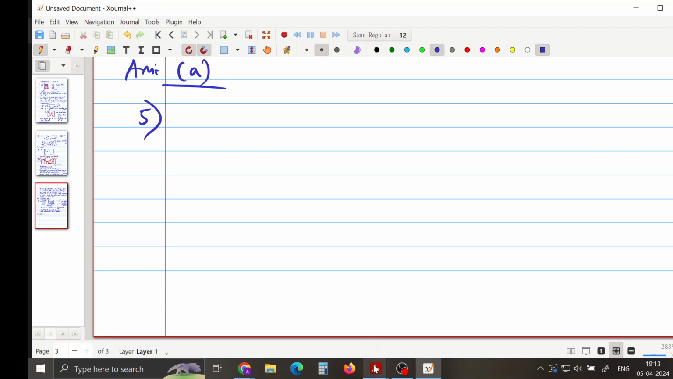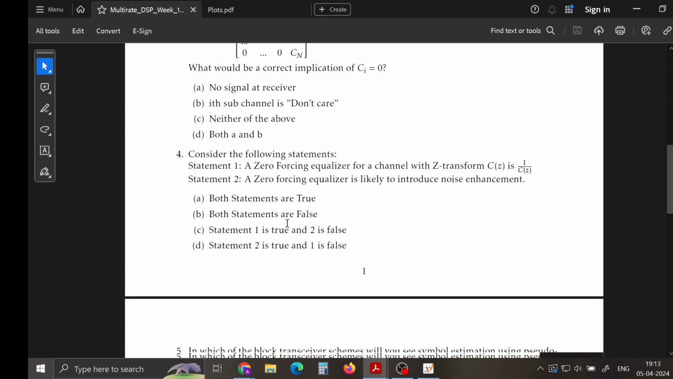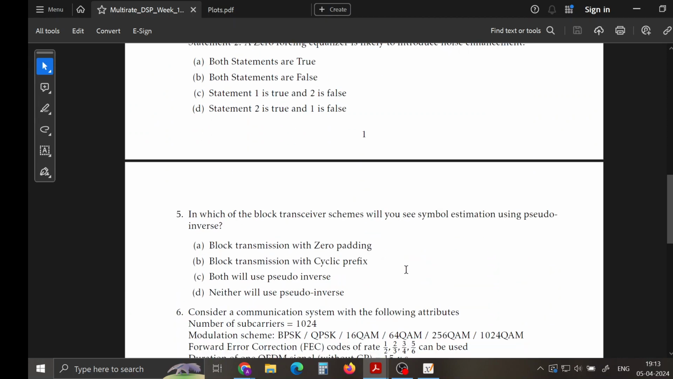What do we have in the next one? This is the fifth question: in which of the following block transceiver schemes will you see symbol estimation using pseudo inverse? We have encountered this method of pseudo inverse, right? We have seen cyclic prefix, we have seen zero padding, and in zero padding actually we have encountered this pseudo inverse, remember?